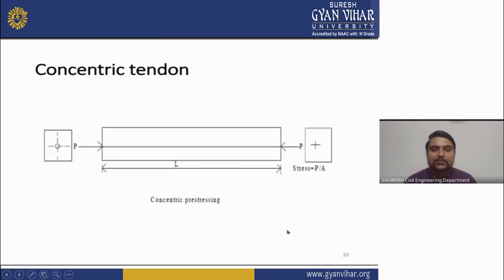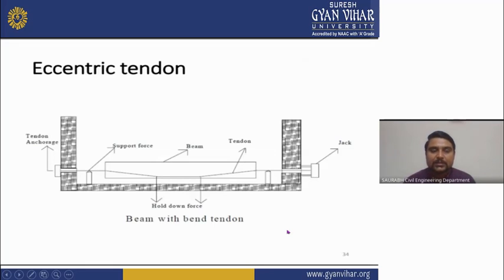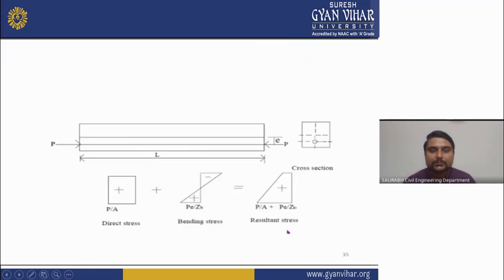Now you can see that is your concentric tendon, and there is also concentric prestressing. This is your eccentric tendon. As you can see in this image, there is a beam with the bonded tendon, and it is held by the prestressing force.